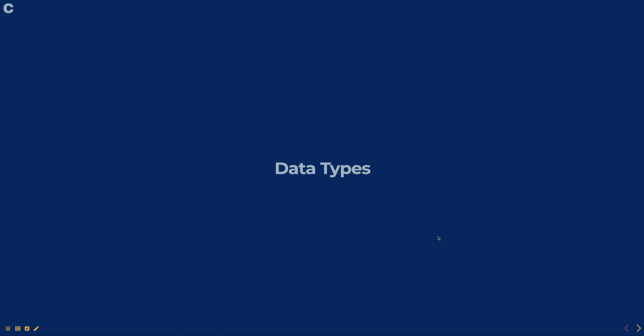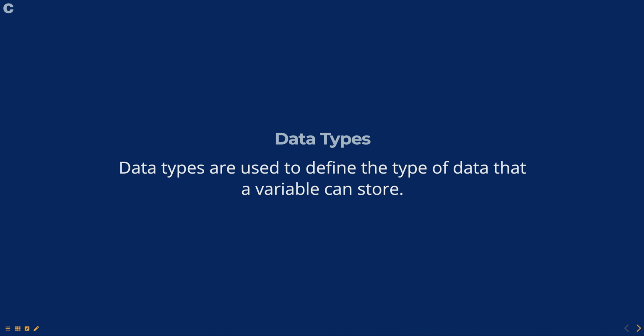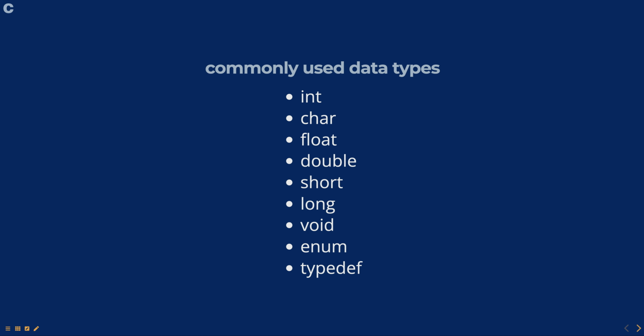Hello everyone. Today we are going to talk about data types, part of the programming in C course. In the C programming language, data types are used to define the type of data that a variable can store. The following are some of the commonly used data types in C.